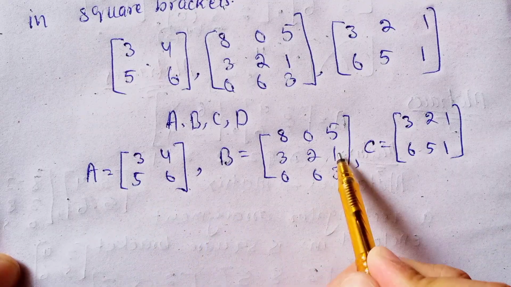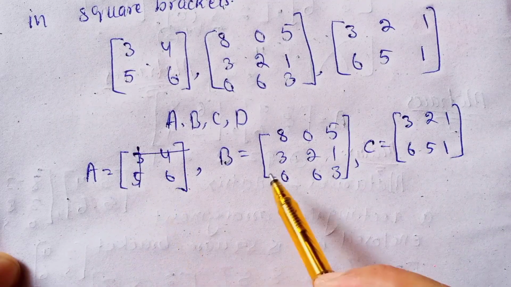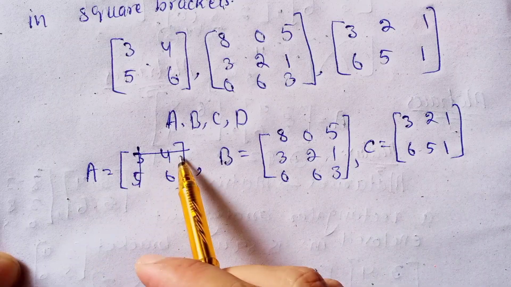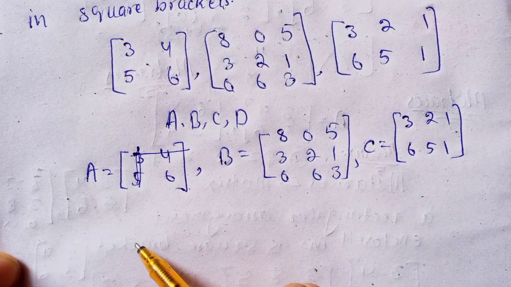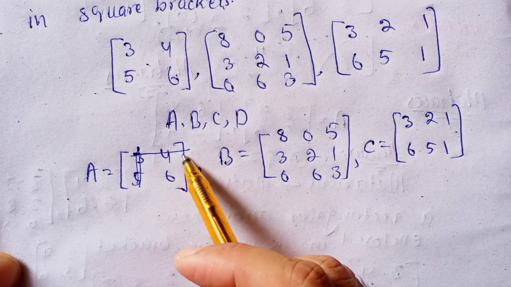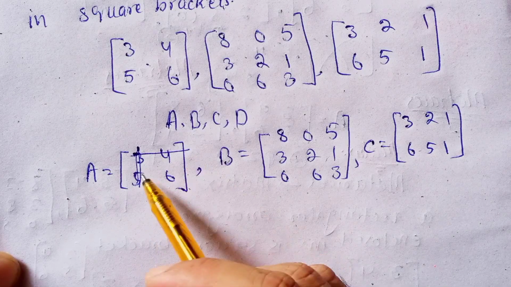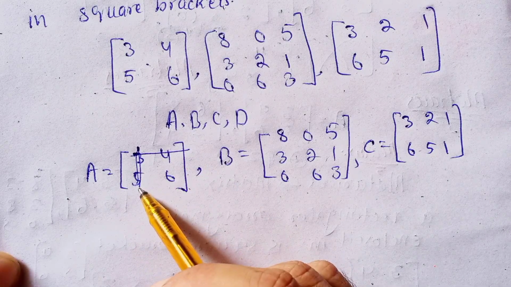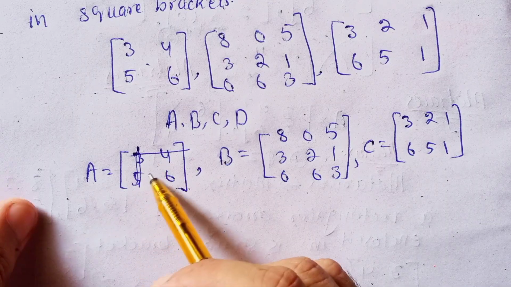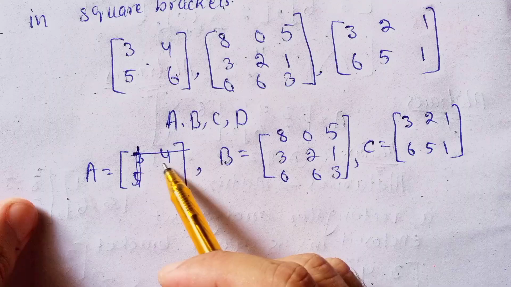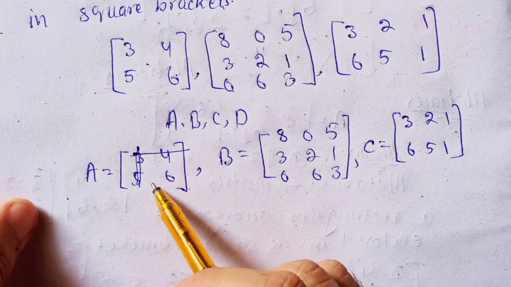If we look at these matrices, they contain two types of arrangement. One is the horizontal arrangement, which is this one, and the other is the vertical arrangement, which is this one, right? The horizontal arrangements are called rows, and the vertical arrangements of the numbers are called columns. For example, this matrix has two vertical arrangements and two horizontal arrangements. So this matrix has two rows and two columns.